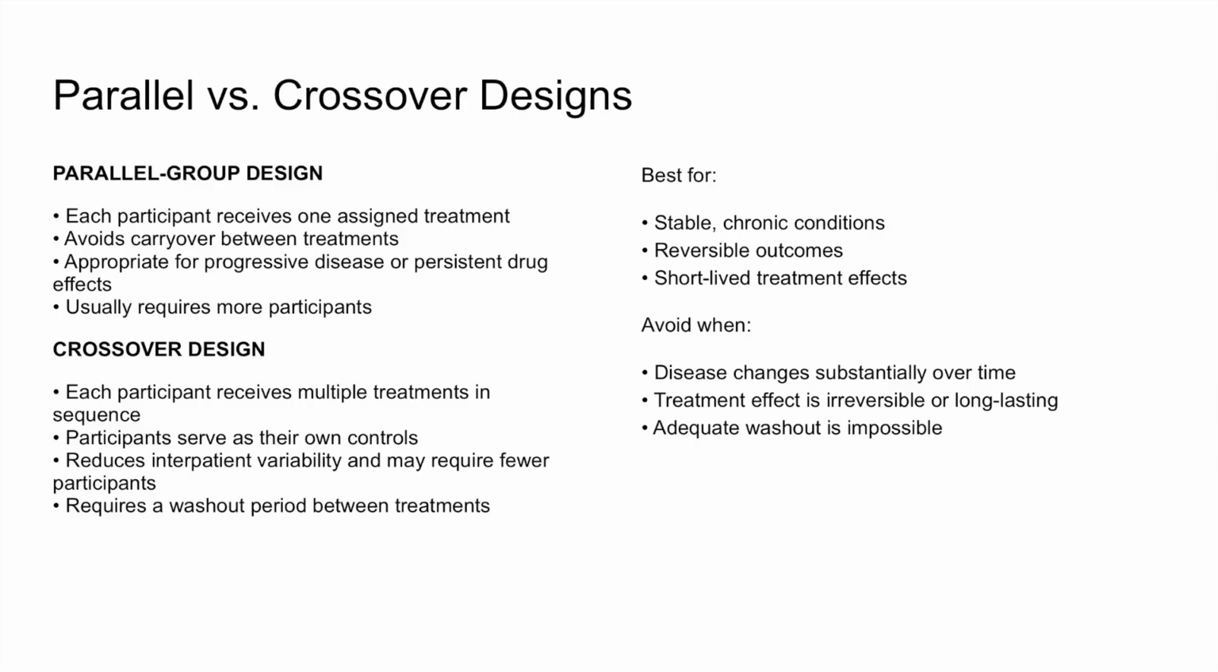In a crossover study, each participant receives multiple treatments in sequence and serves as their own control. This reduces interpatient variability and may require fewer participants. However, a sufficient washout period is essential here. Crossover designs work best for stable chronic conditions with reversible outcomes and short-lived treatments. So they should be avoided when the disease changes substantially, the treatment produces an irreversible or prolonged effect, or adequate washout is impossible.